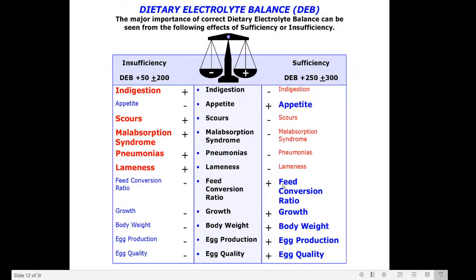Here, indigestion, soreness, and malabsorption syndrome, pneumonias, these are all low when the electrolyte is very low. Feed conversion is high, and growth, body weight, egg production, and egg quality are all high in the electrolyte-positive manner.